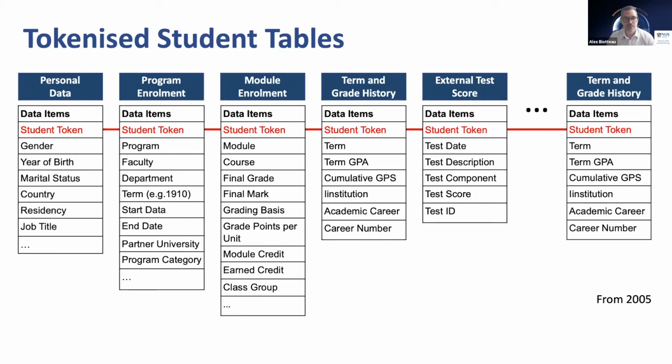This is why the information in the data lake is de-identified, and we use this system of student token that you can see in red on the slide in order to ensure connection between the different tables and enable some relation and analysis using these different tables in relation with each other.